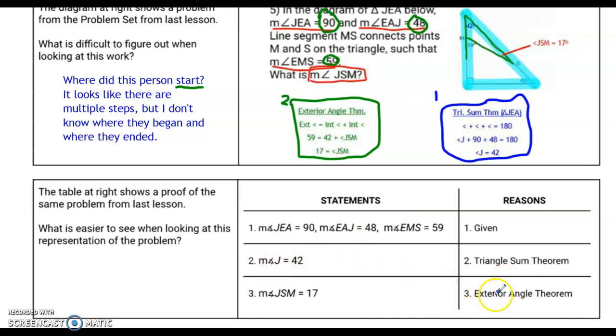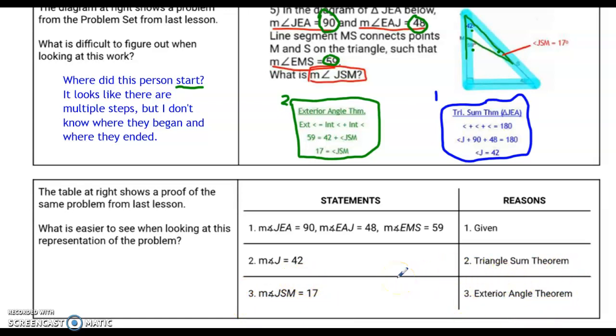And then for the third step, it says we did the exterior angle theorem. I outlined that in green here on the problem, but it's not necessarily very obvious which one I did first or second. But now that you see it as the third statement, you could say, oh, after I found this angle using the triangle sum theorem, then I found the measure of angle JSM using the exterior angle theorem, using this exterior angle out here and these two interior angles, right? Exterior equals interior plus interior. Here's the work, but it wasn't necessary to show the work for the proof. All you have to do is show your answer and your reason.